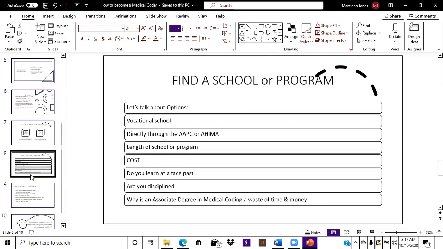So finding a school or a program. Woo! This is a touchy subject. This is a big subject. This is the most misunderstood step in the process to becoming a medical coder. So let's talk about the school and the program, your options and things like that.